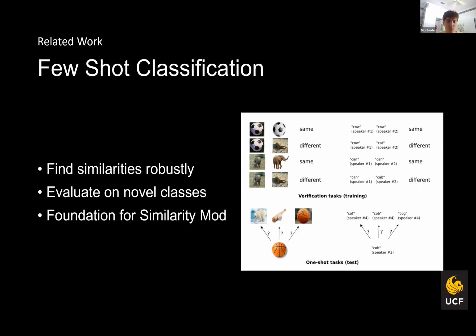And the advantage of doing something like this is that we can actually evaluate the network on entirely novel classes it's never seen before. So the idea is that the network learns not just the similarities inside a particular class, but it learns to differentiate classes. It learns to figure out generally if this class is similar to another class, or this image is similar to another image. And this is the foundation for the similarity module of our network, which we'll look at in a bit.